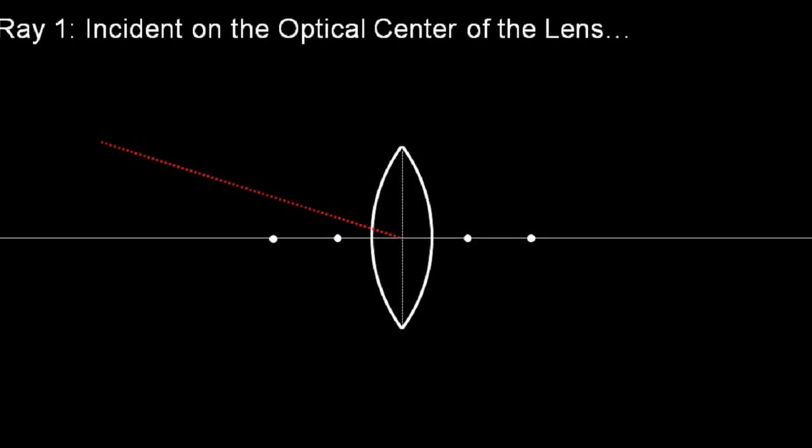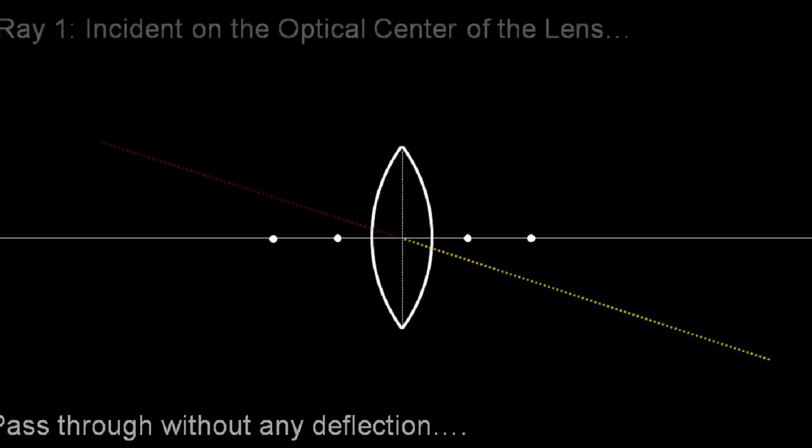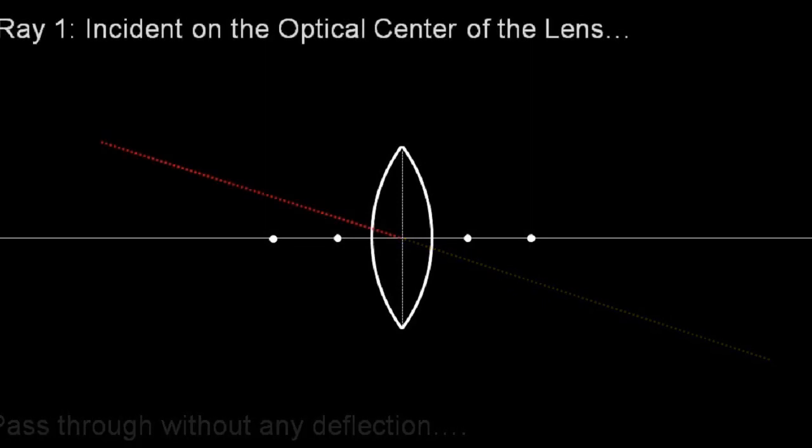We use three kinds of rays in order to draw the ray diagram and find out the position and nature of the image. The first ray is the one that is incident on the optical center and it passes undeviated without any deflection.